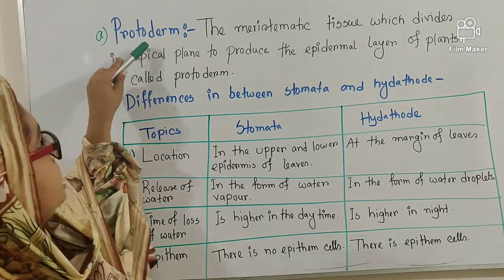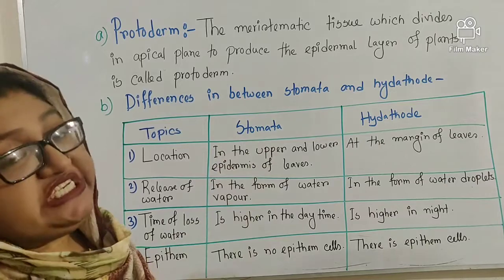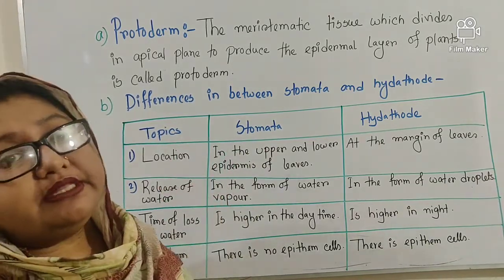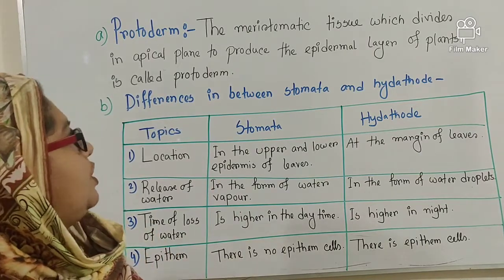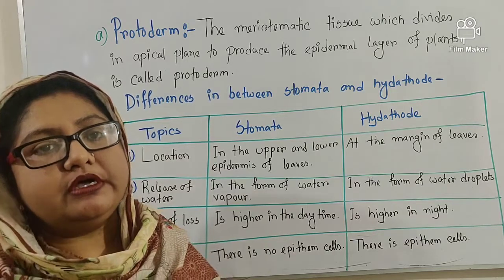First of all, protoderm. What is protoderm? The meristematic tissue which divides in the apical plane to produce the epidermal layer of the plant is called protoderm. You know what the epidermal layer is? The outer layer of the plant.